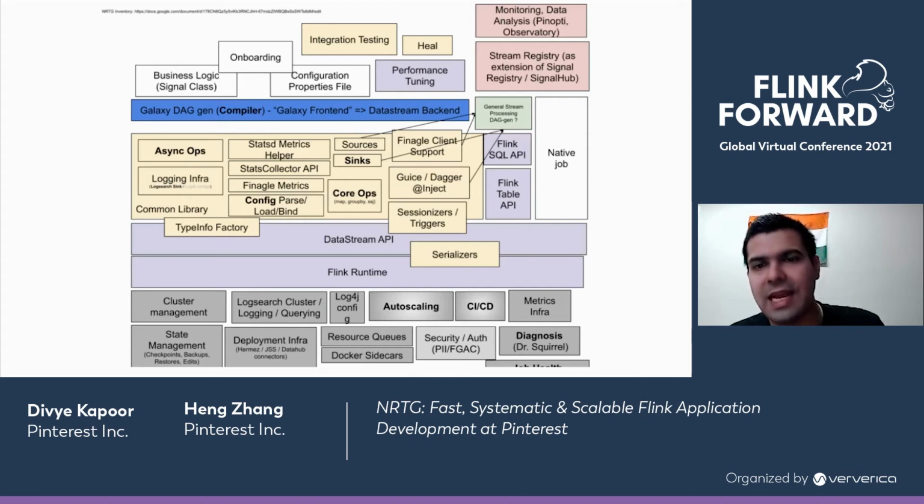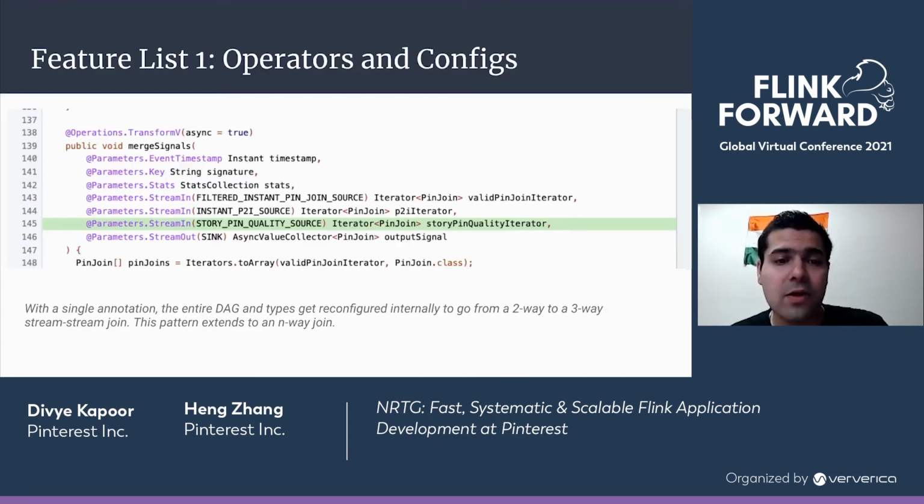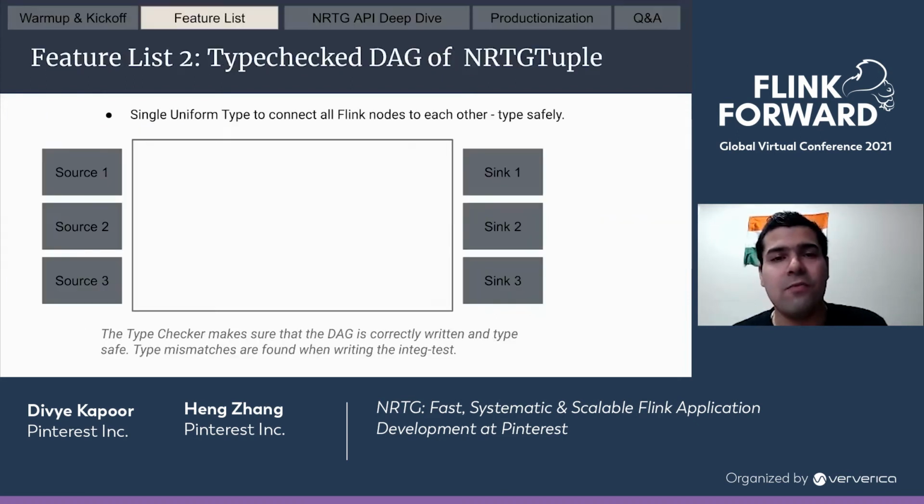So this is a quick recap. All of this got built just to make this thing work. And what's the power of this thing? If you're going from a 2-way stream join to a 3-way stream join, all you need to do is add 1 line. And internally, all of the types, all of the code, will just rework itself to make sure that the 2-way stream join goes into a 3-way stream join. Just 1 annotation and you get a lot of power.